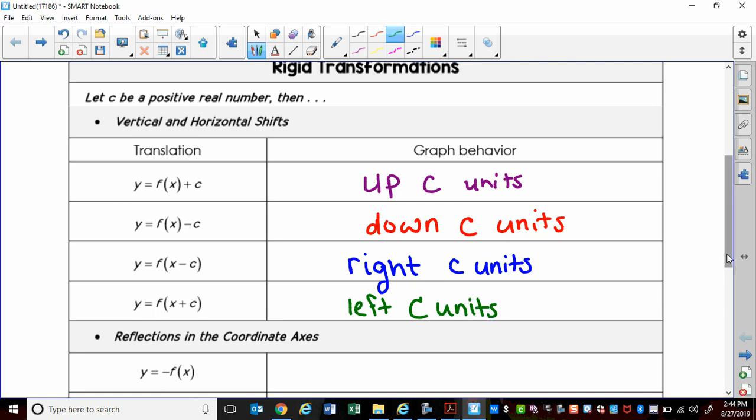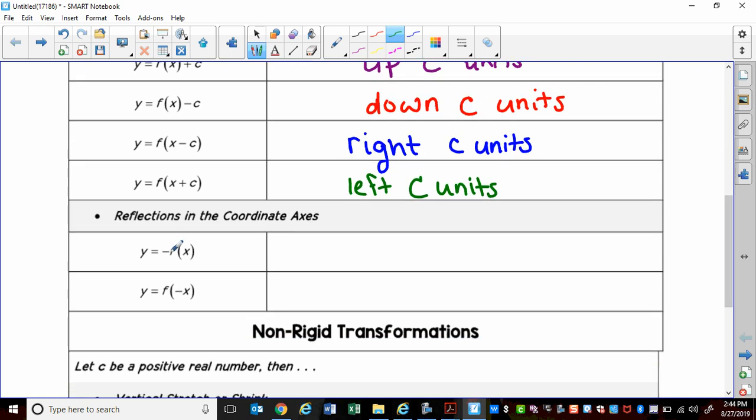Now we're talking about reflections. This is very important. When we have a negative in front of the function, this is going to reflect everything across the x-axis. And when we substitute in a negative x, this is going to flip everything, or reflect it, across the y-axis.